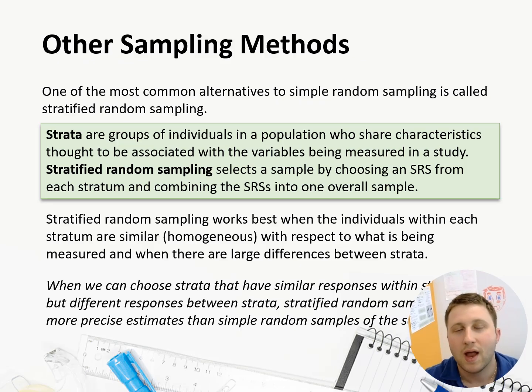Now, this works really well when the individuals in each stratum are similar with respect to that characteristic which is related to what you're trying to measure, and different from the individuals in the other stratum. And one of the statistical benefits from stratified random sampling is that it gives you more precise estimates of what you're trying to measure when compared to simple random sampling. It lowers sampling variability.